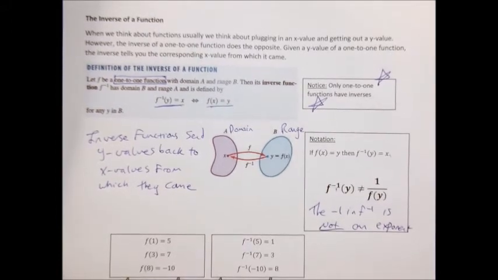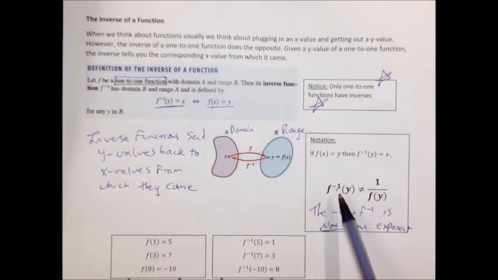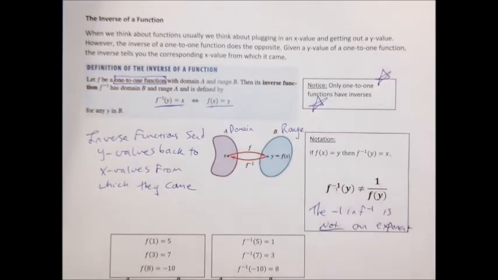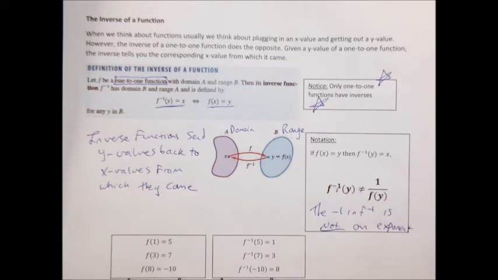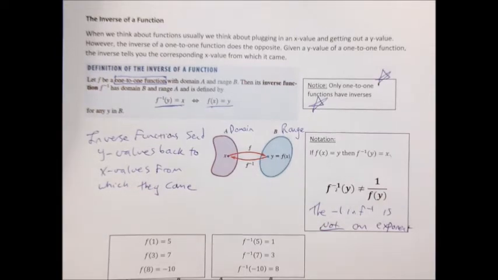It just means inverse. And so I usually pronounce that f inverse, or inverse of f, or the inverse function, or something like that. But I won't call it f to the minus 1, because that kind of makes it sound like an exponent, right? And it's not an exponent. Is that okay?